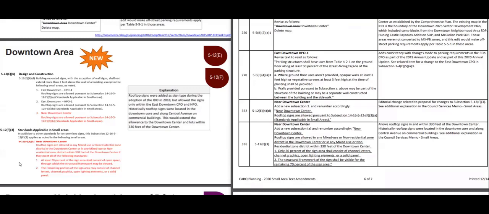The reason for this proposed change is that it would allow rooftop signs in and within 330 feet of the downtown center. Historically, rooftop signs were located in the downtown core and also along Central Avenue on some of the commercial buildings. This allowance was added in the 2019 update to the IDO. It only applied to the east downtown area. So this is expanding it all the way to the downtown core.